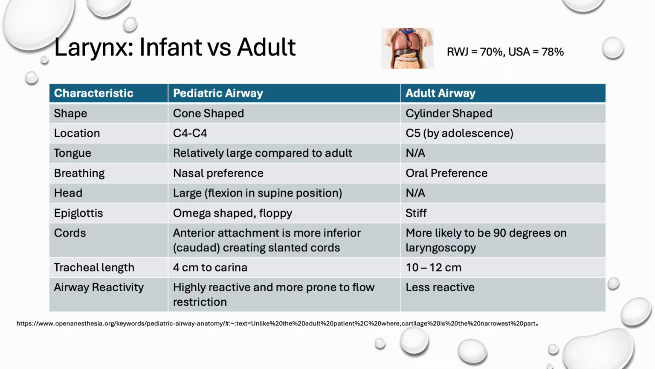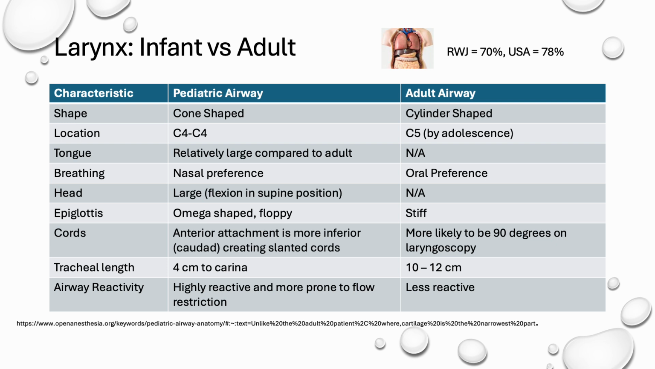Here we have a classically tested keyword. It is the differences in the infant versus adult larynx. As you can see in the upper right corner, our residents did pretty well. 75% of our residents got the related question correct, although the rest of the country did slightly better, so it's a good opportunity to review this keyword.